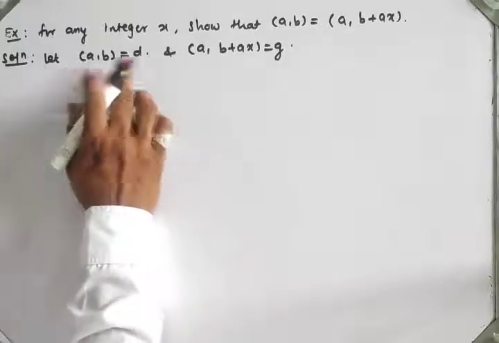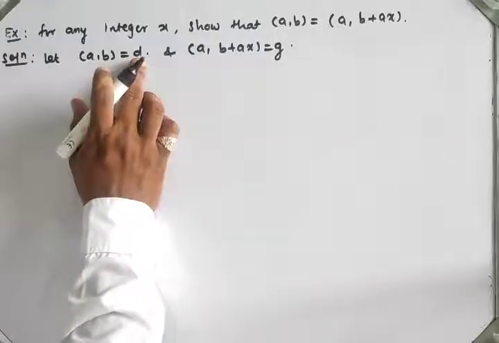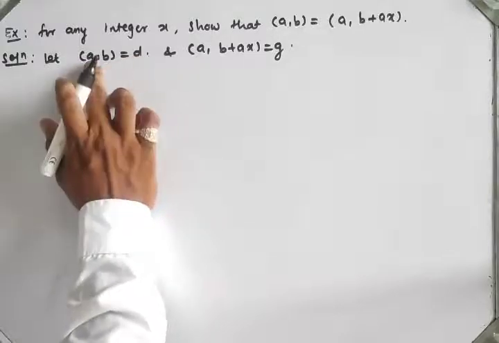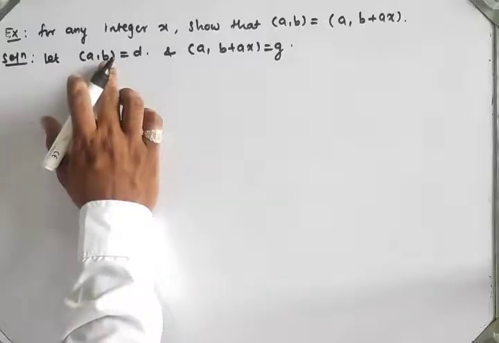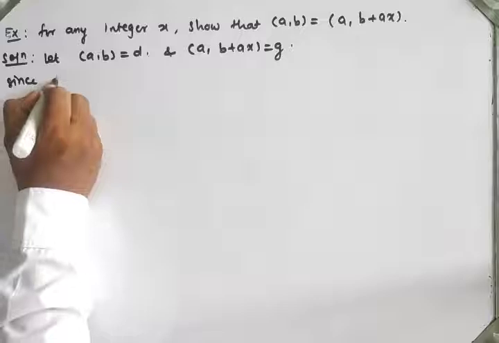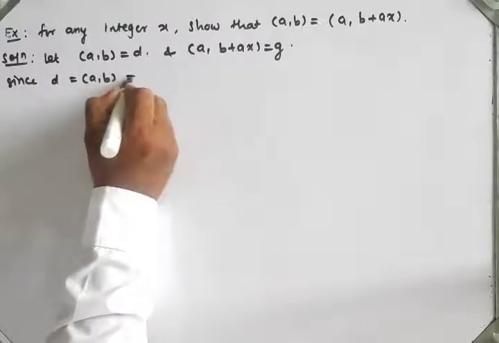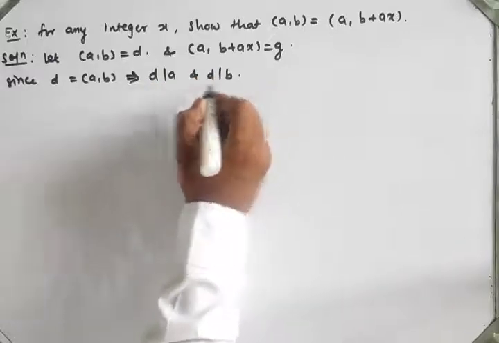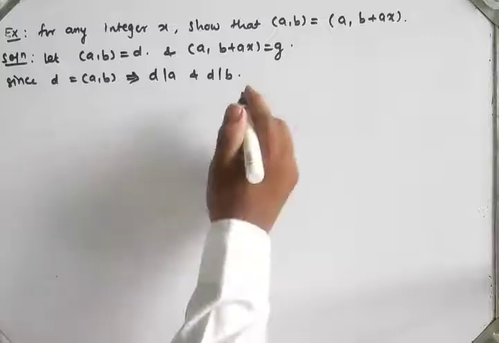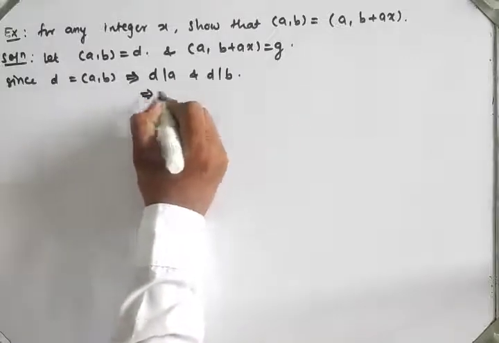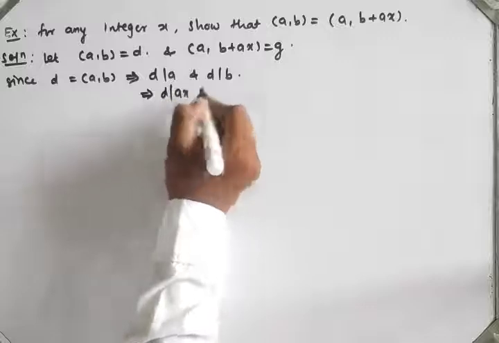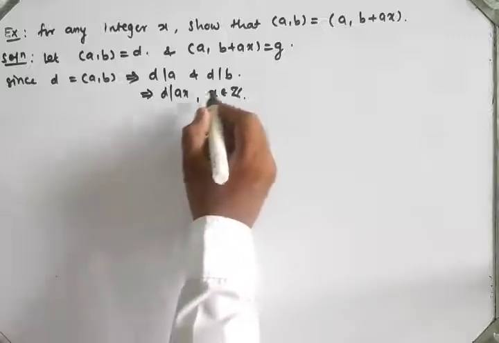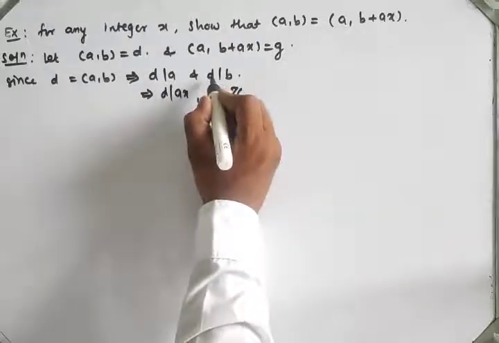Since d is GCD of a and b, what does it mean? d is first a common divisor, and then the greatest common divisor. So d is a common divisor means d divides both integers, so d divides a and d divides b. If d divides a, then d divides ax for some x belongs to the set of integers. So d divides a, d divides ax, and also d divides b.